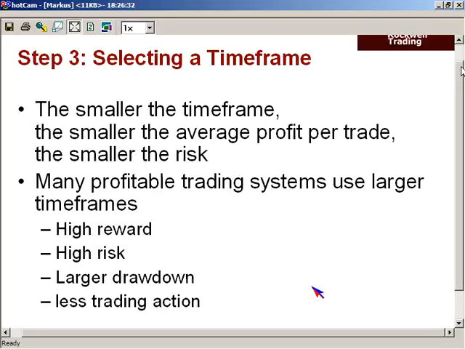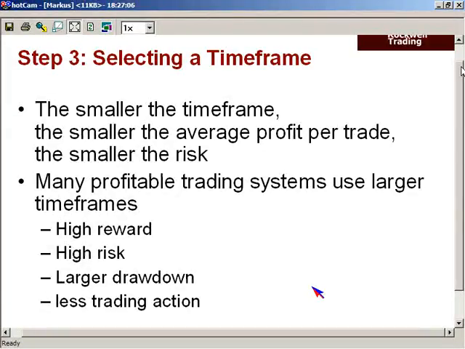Many profitable trading systems use larger time frames because you have a high reward and a high risk. Of course, then you have a larger drawdown and less trading action. Automatically, if you just think about 5-minute bars, you have a bunch of 5-minute bars in a day. But if you are trading the E-mini S&P and you switch to 60-minute bars, you just have approximately 6 bars per trading day. So therefore, you obviously have fewer trading opportunities than on smaller time frames. Make sure that this fits your goals.